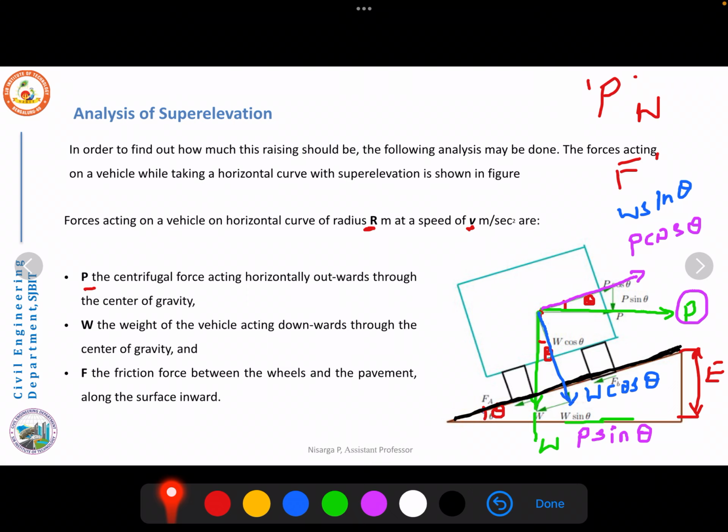And along with these two forces we have the frictional forces. You can see here frictional forces Fa and Fb, which are developed due to the interaction between the wheels and the pavement along the surface in the inward direction. So the frictional component will be developed in the inward direction. The next step is to analyze the superelevation. We have to consider the equilibrium of all these forces.